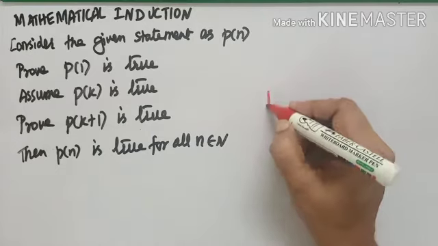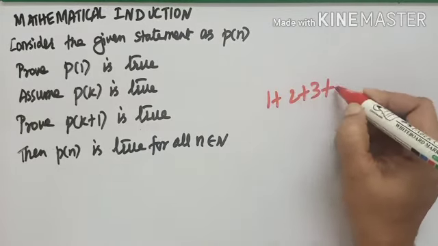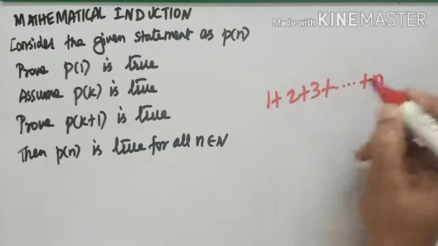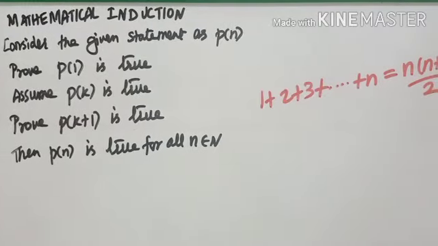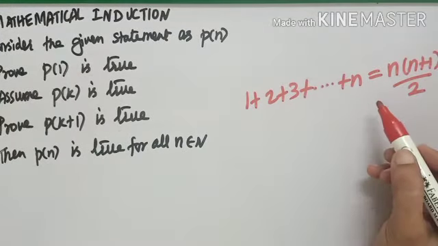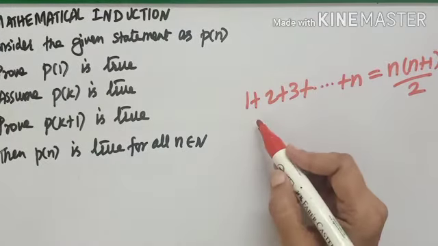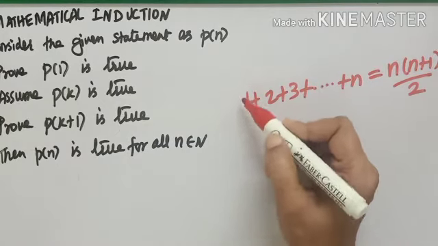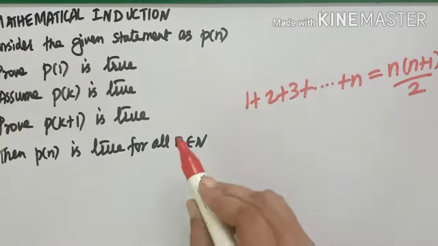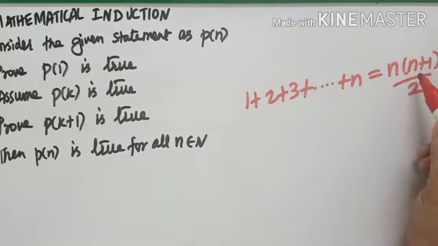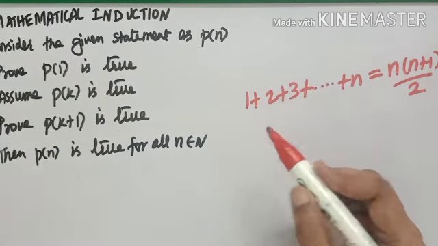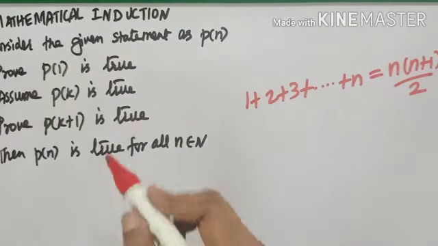For example, if you have this result, we have learnt in lower class, 1 plus 2 plus 3 and so on is n into n plus 1 by 2. How to prove it? So when I have this result, what is P of 1? Take only the first element, that is 1. What is P of 1 for the RHS? Wherever n is coming, put 1. Simplify the answer. So this tells me LHS equals RHS. So P of 1 is true.